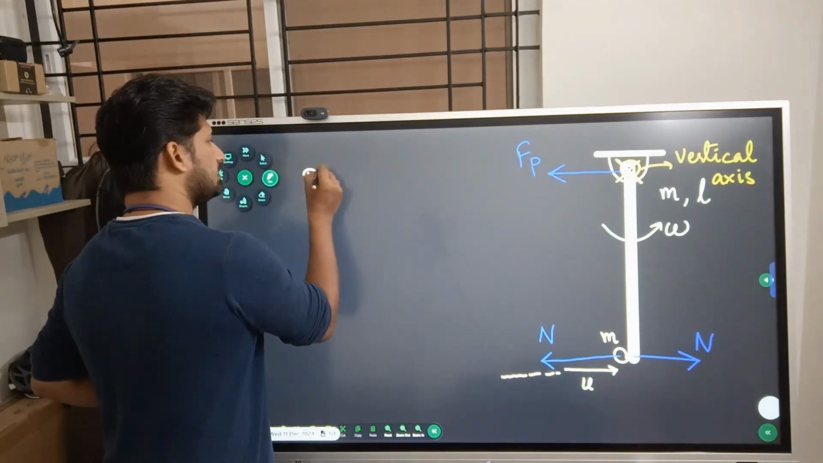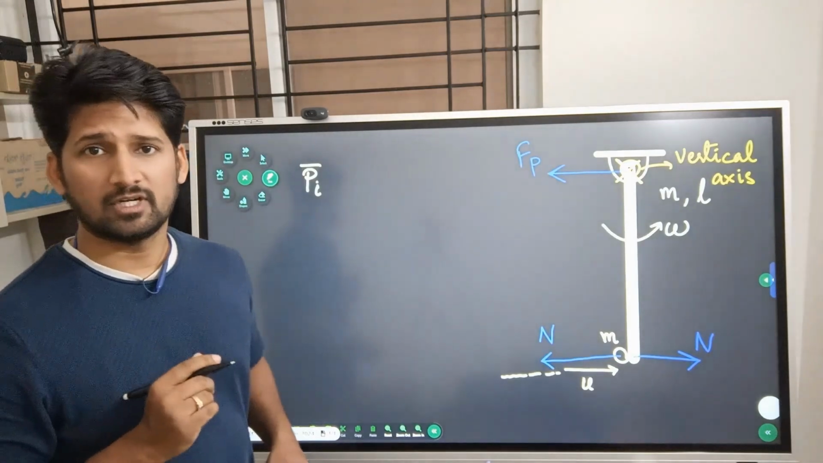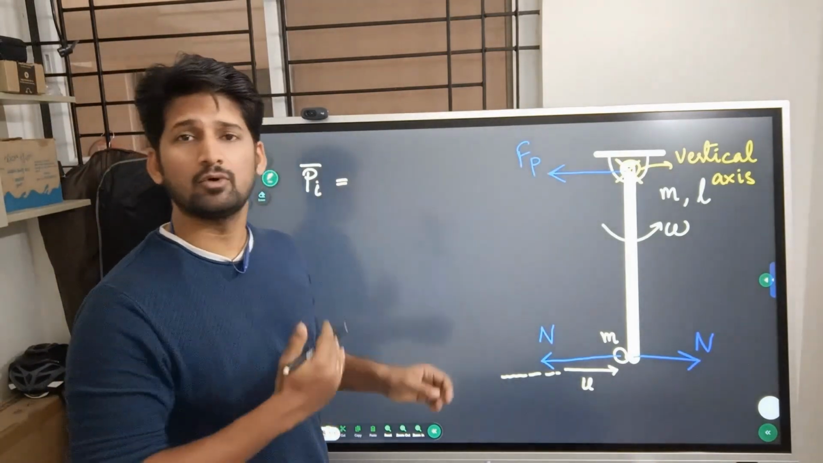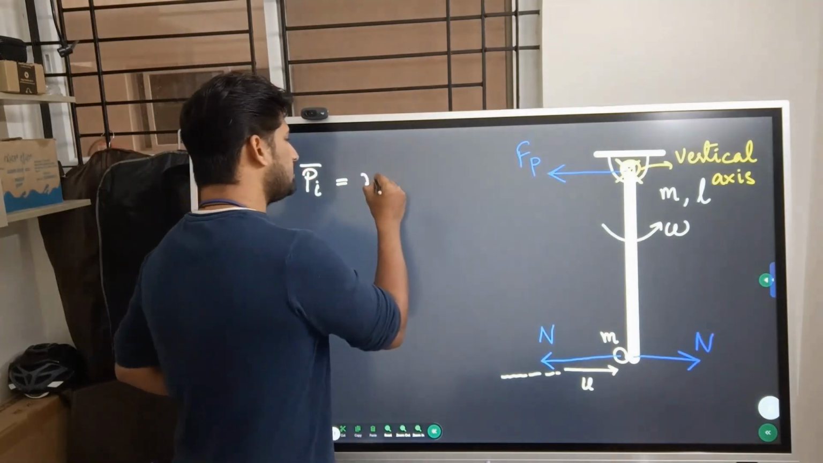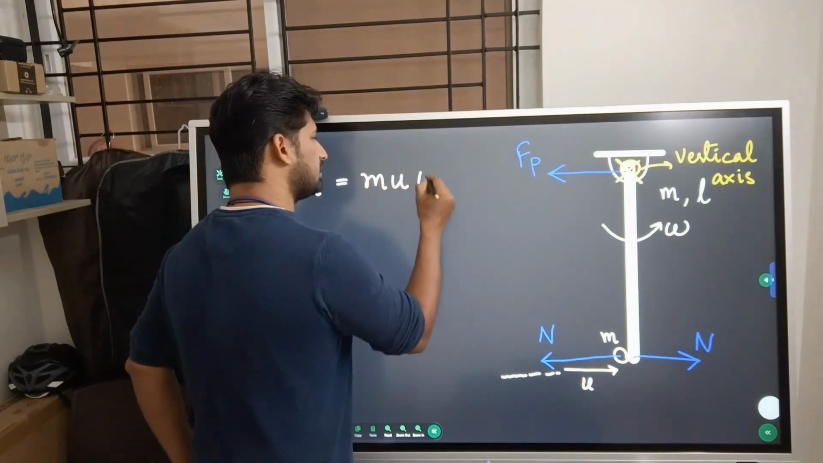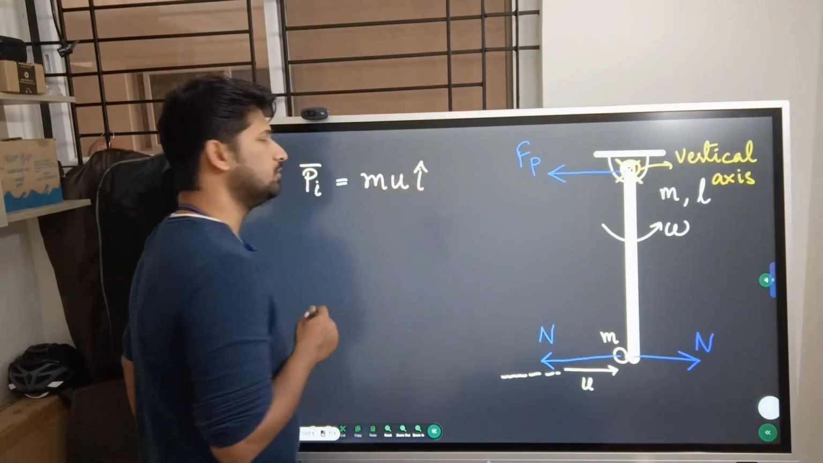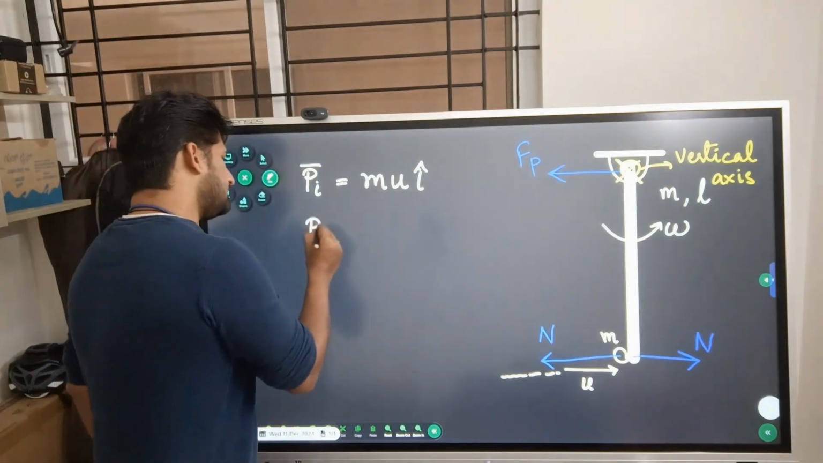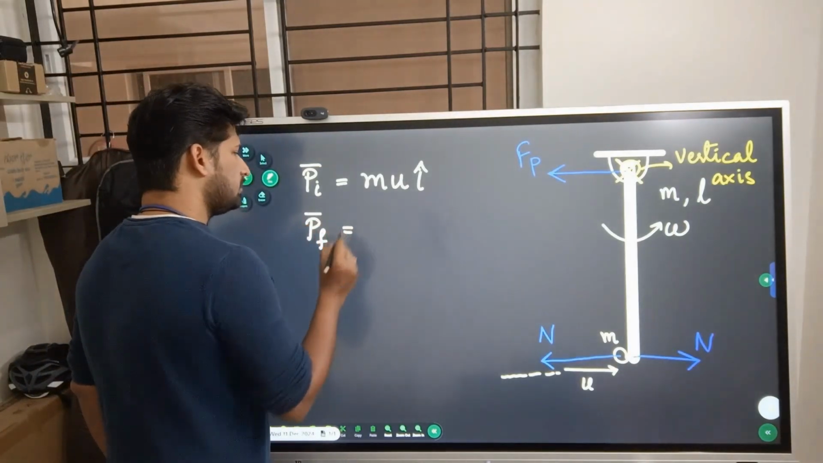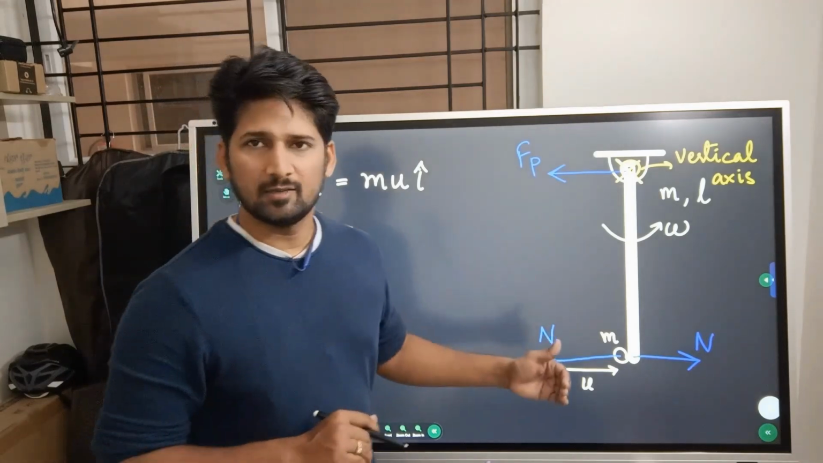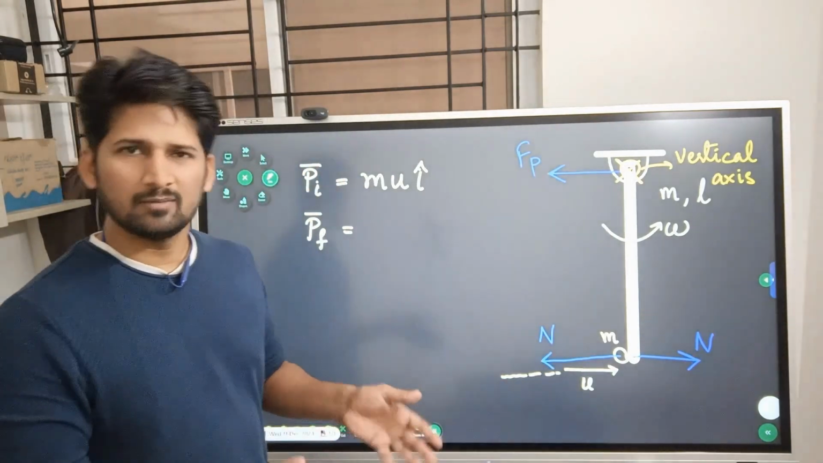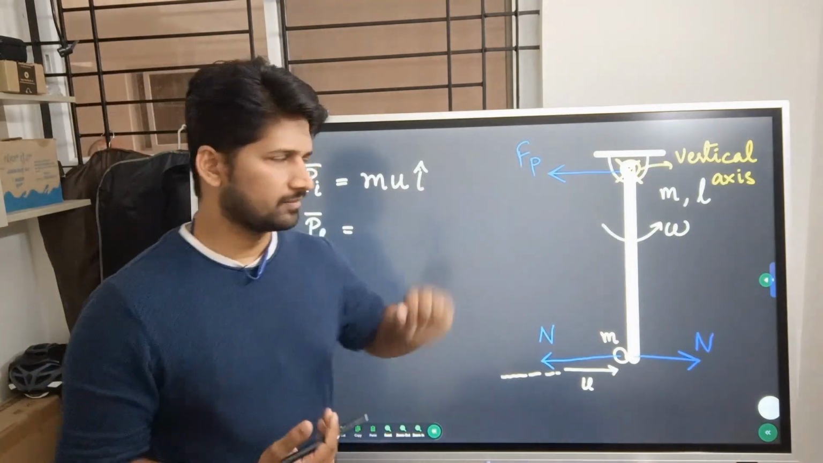Initially, only the particle was moving, rod was not moving. Therefore, the total initial momentum of this system, that is the momentum before collision, is mu, mass of the particle times velocity of the particle, and momentum is a vector quantity, so mu i cap. That is the initial momentum of this system. Just after collision, according to the problem, the particle comes to rest. It's only the rod that is moving. So whatever linear momentum is left in the system must be in the rod.